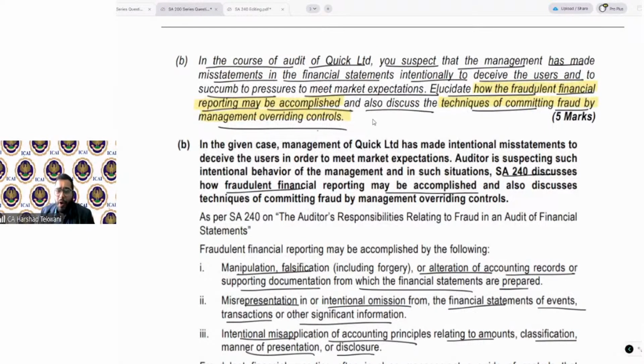Now, the second is also discuss the techniques of committing fraud by management override of control. You need to discuss the techniques of committing fraud by management override of control. How management can override the control. Some examples with respect to the management override of control.